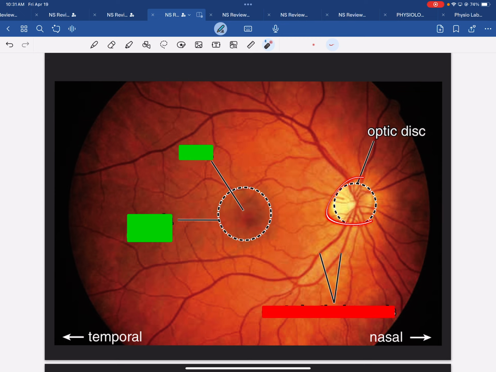And this is more medial, right? Because the optic nerve is more medial. This is more lateral. What is this structure? This is the macula lutea. Good, the macula lutea, good. And then at the very center, good, fovea centralis, good, good.